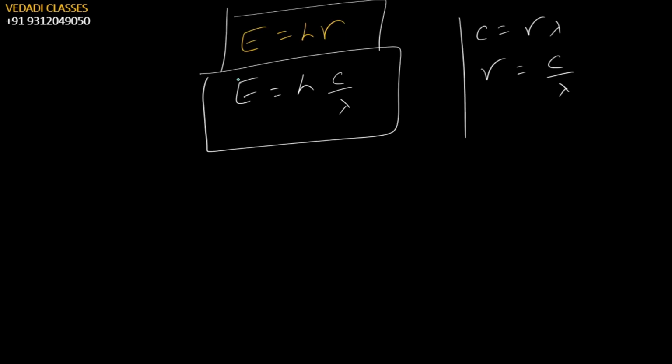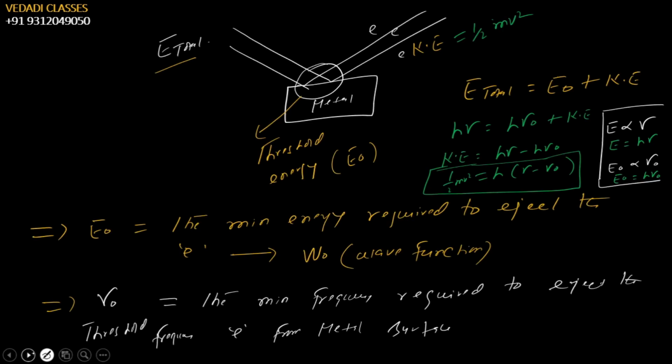You should keep this in mind. Now this is the formula related to Planck's quantum theory. Now the photoelectric effect: we just moved to the photoelectric effect, and we told that there are some terms like threshold energy and threshold frequency. Threshold energy, also known as the work function, is the minimum energy required to eject the electron, and threshold frequency is the minimum frequency required to eject the electron from the metal surface.